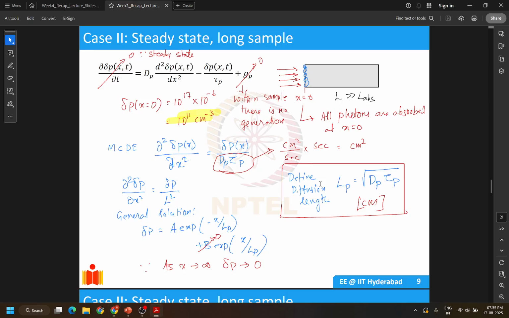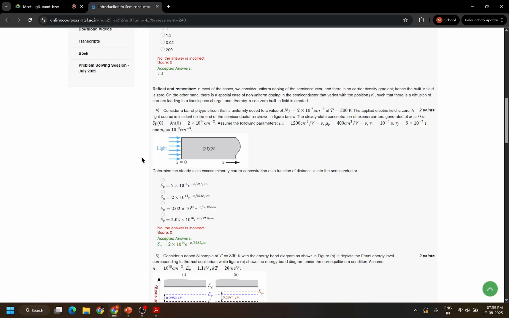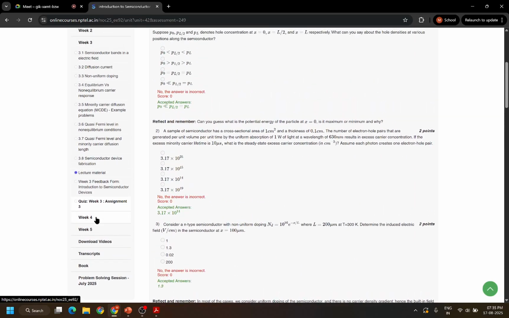your diffusion length, which will be the square root of Dn tau n for delta n, or for delta p it will be Dp tau p. So Dp and Dn you will calculate from mu p and mu n. Tau p and tau n you are given in the question. So when you solve, this will be the correct answer.